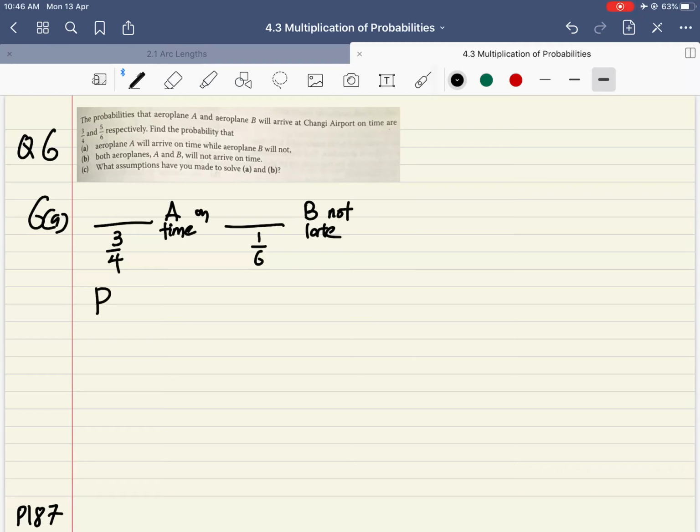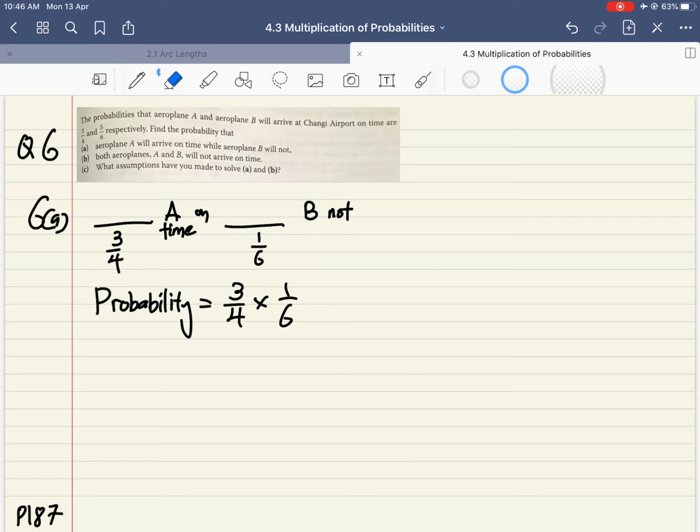So for part A, the probability will be equal to 3/4 times 1/6. So it's A is on time and B is not on time. Oops, I made a mistake there. Is B not on time. So what I'll get there is 3/24, in simplest form is 1/8.